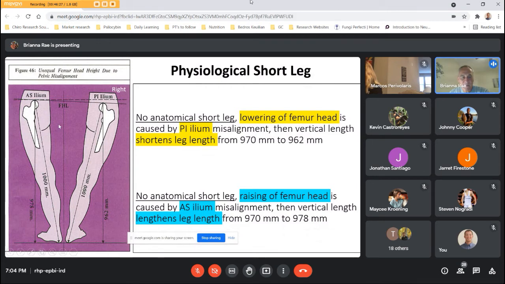Same scenario on the opposite side. So if we have a PI on the right, we're going to have an AS on the left. What does the AS do to the femur head? It raises the femur head. And then what does it do to the vertical length of the leg? It lengthens it.